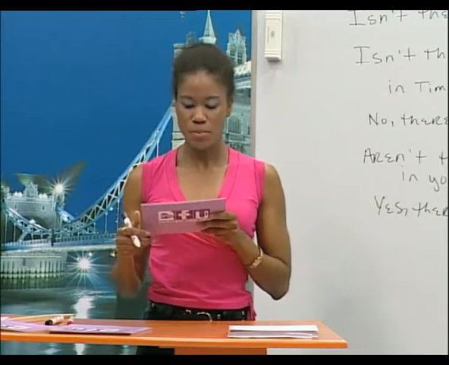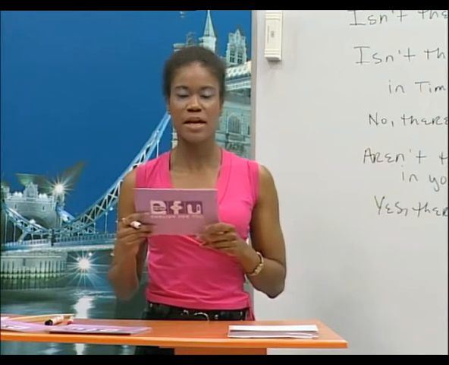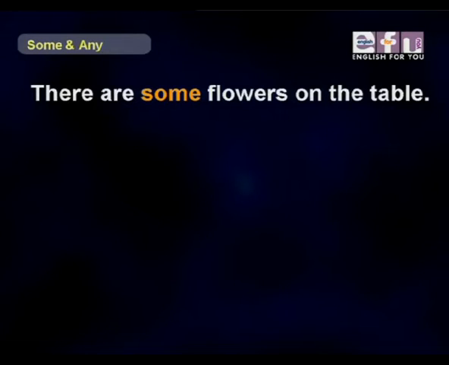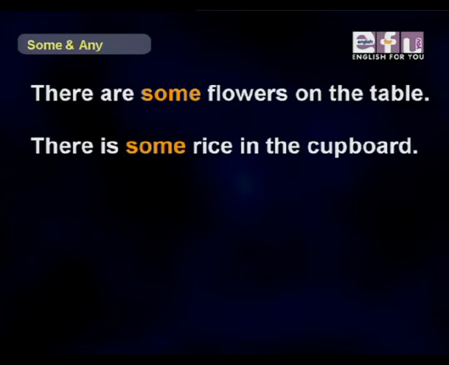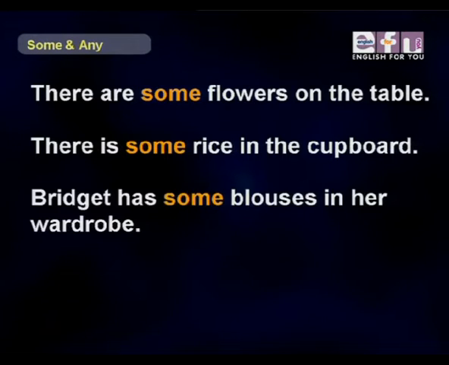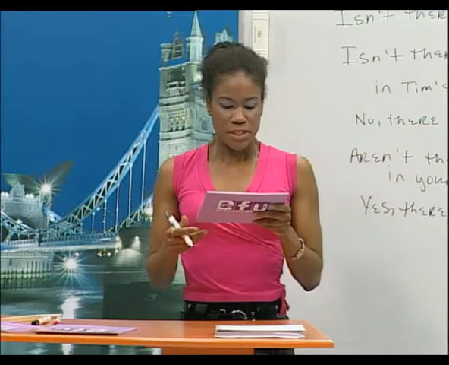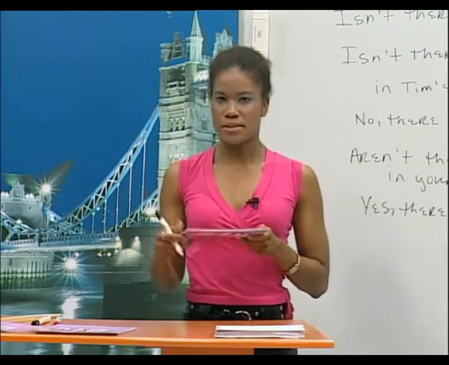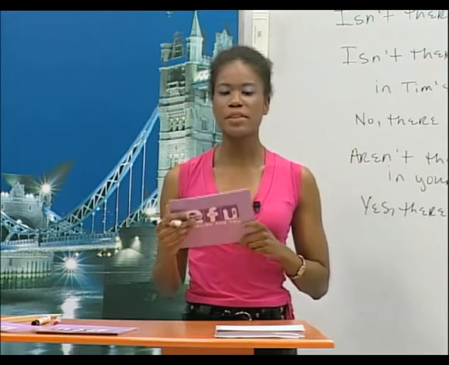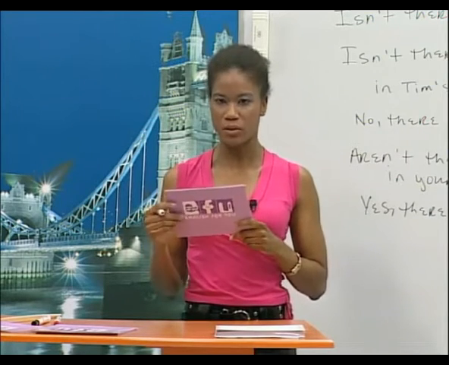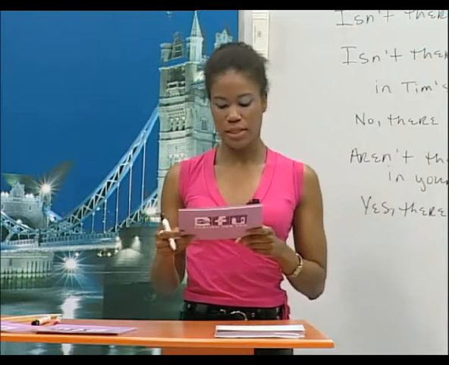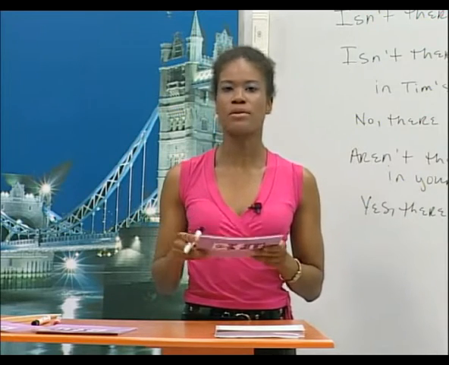Now, let's look at some first. Look at some examples. There are some flowers on the table. Next, there is some rice in the cupboard. Bridget has some blouses in her wardrobe. Next example, we have some perfume in the bathroom. Some is usually used in positive sentences. It can be used in front of count or non-count nouns. With count nouns, it is used in front of plural nouns.